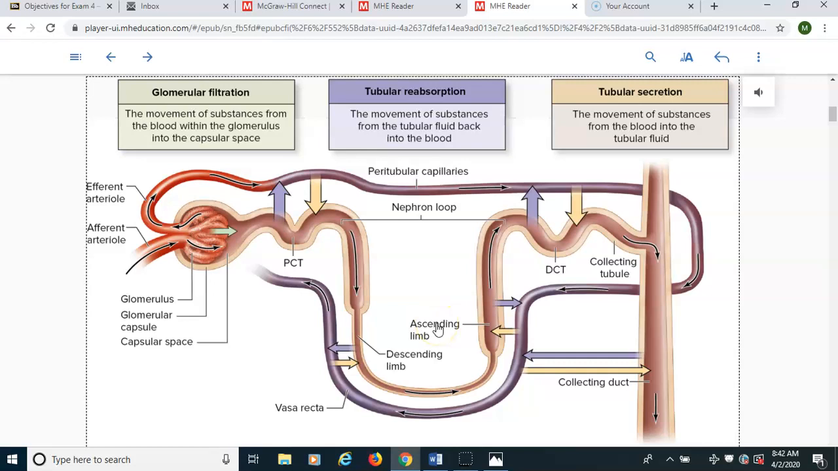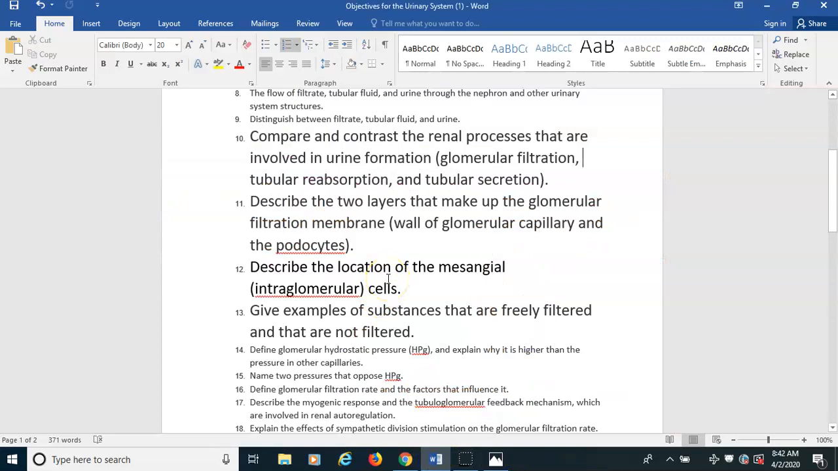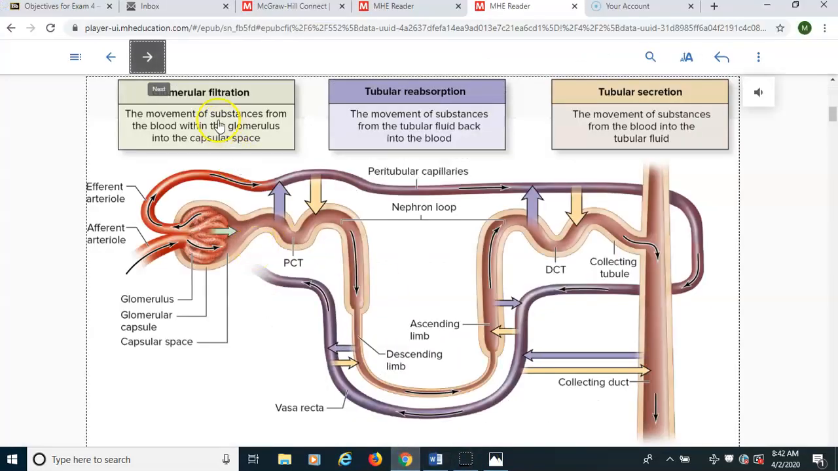All right, so those are the simple definitions of those, and we'll get into more detail about how glomerular filtration works and how it's regulated, and then we'll talk a little bit more specifically about substances that can move between the blood and the tubular fluid, what substances do what. So, all right, now the last one is, give examples of substances that are freely filtered and ones that are not filtered. So if we're talking about filtration or filtered, we're talking about the glomerular filtration.